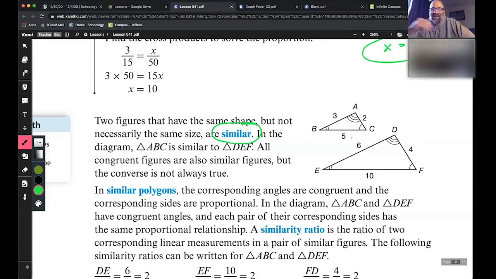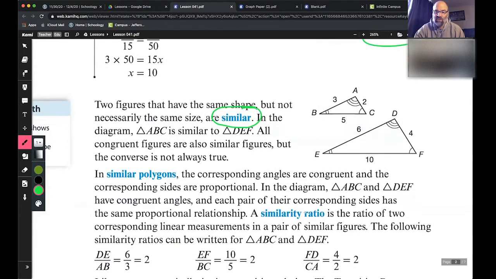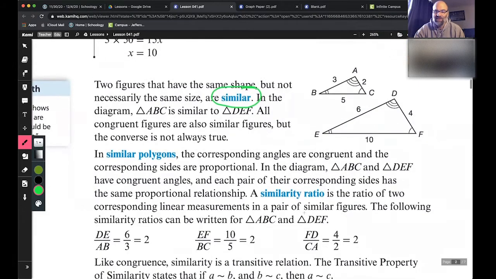Okay. They're not the same. They're not congruent. The sides aren't congruent, but the angles are. The angles are congruent. So if this was a 92-degree angle, angle A, then angle D would have to be a 92-degree angle. Okay. So similar polygons, corresponding angles are congruent. That's what we just said. And then the corresponding sides are not congruent, but they're proportional. So in triangle ABC, all have congruent angles, but each pair of their corresponding sides has the same proportion relationship.